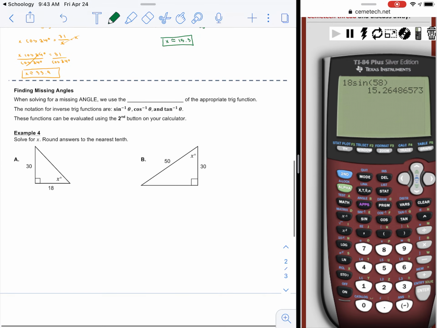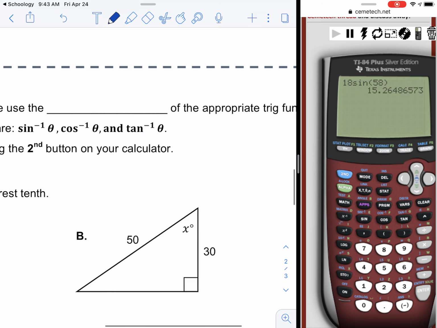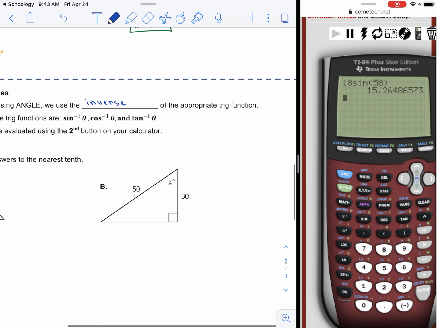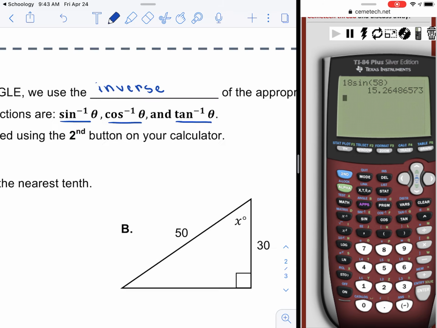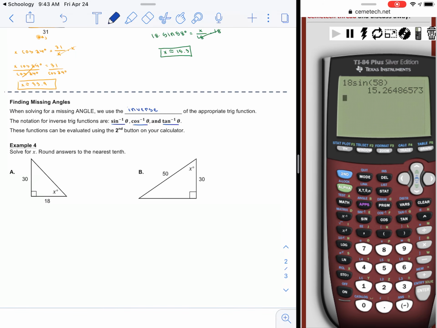So the final two questions, and then we are done with the notes for today, is finding angles. When you are solving for a missing angle, we use the inverse of the appropriate trig function. You might have noticed above the sine button, cosine button, and tangent button, there's words that look like this, and it has that same trig ratio with the -1. This means you are finding the inverse of that trig function, which means it's going to tell you what the angle is equal to. So you only use these inverse buttons when you're finding angles.